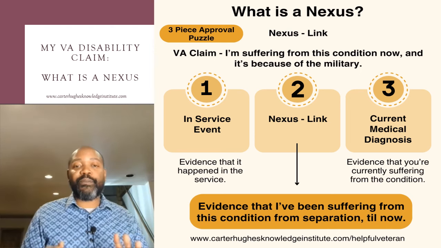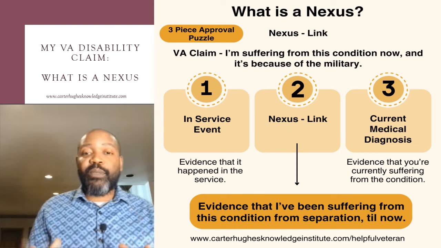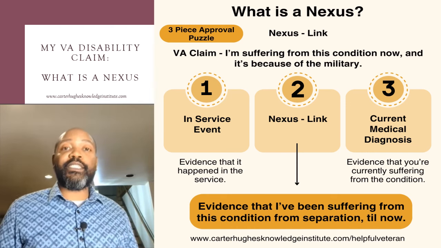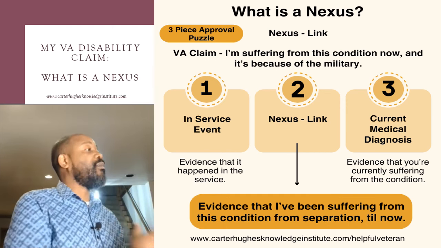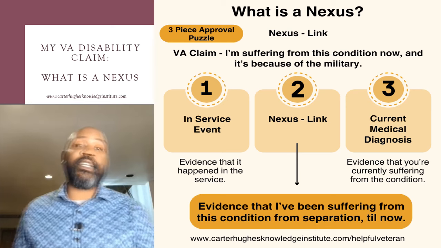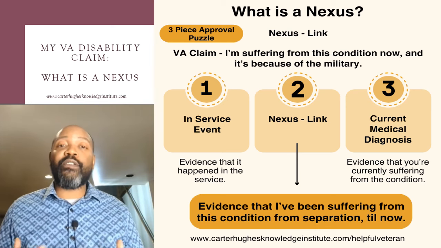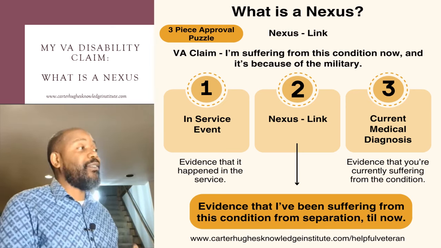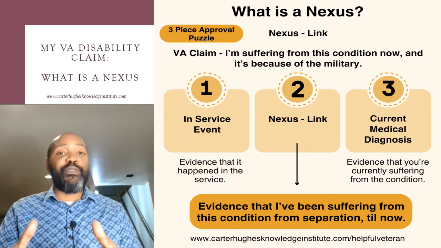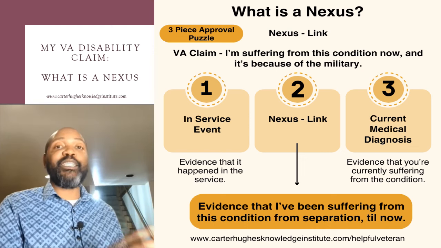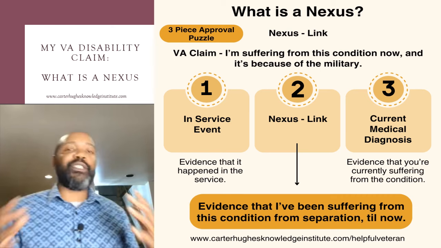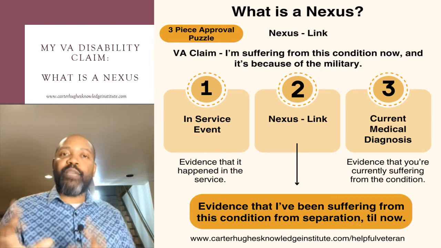All right, so let's start with this VA claim. Whenever you file a claim, what you're saying is, I'm suffering from this condition and it's because of the military. Every claim that you file, regardless of what it is, that's what you're saying. So what you've got to prove is that you're suffering from the condition and that it's because of the military. We call it a three-piece approval puzzle. We talk about the three elements. That's all this is, three pieces.